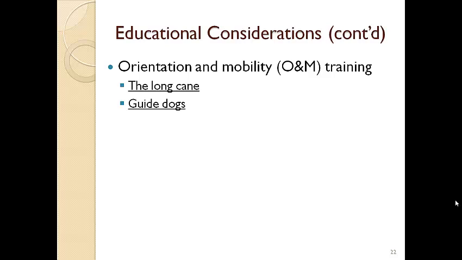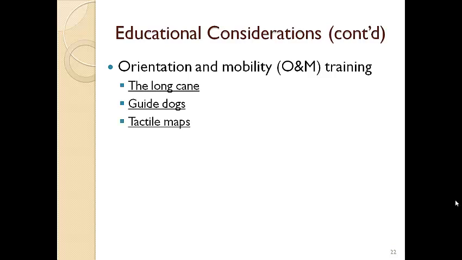Guide dogs are also one way of training for orientation and mobility, and these dogs are trained to alert the owner to dangerous areas. They are not typically recommended for children, but adults mostly find them helpful.